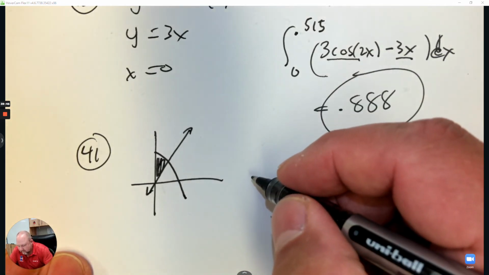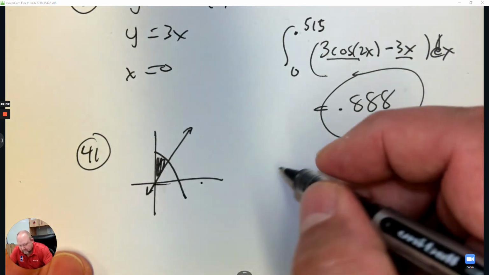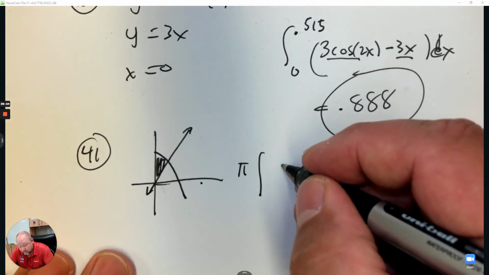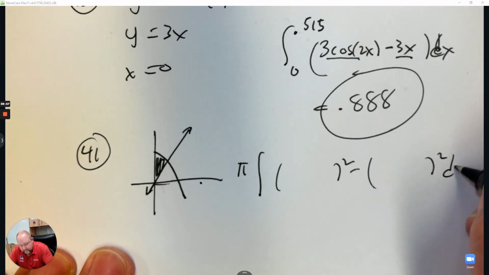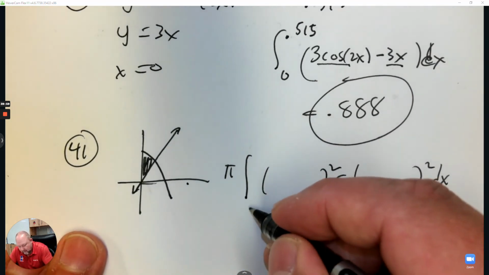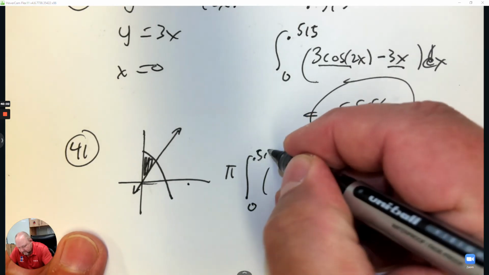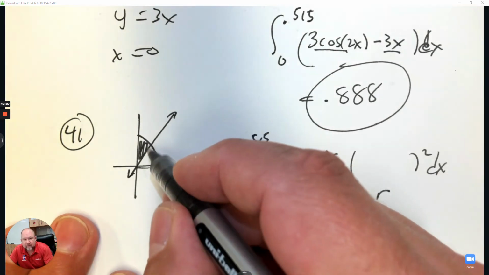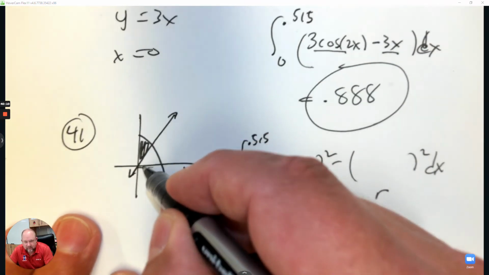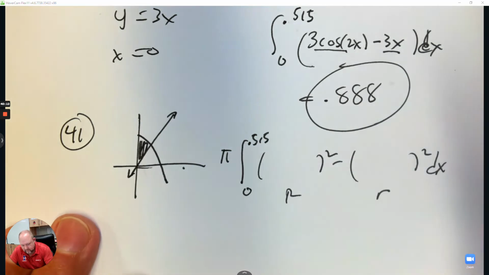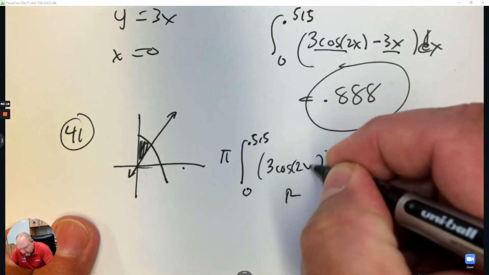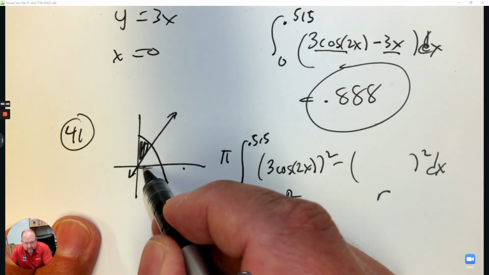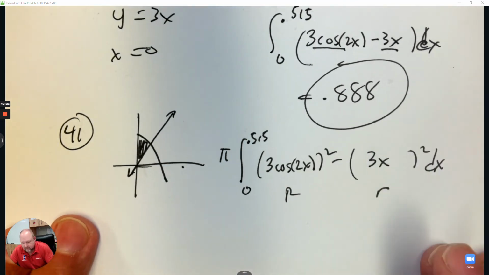In question number 41, it says revolving it about the x-axis. So there's a gap there. So how many circles do we have? Two. The big radius, the small radius, all of this is going to go 0 to 0.515. The big radius goes from the top down to 0. So it's the top curve, subtract 0, or just 3 cosine 2x. The small radius is the line, subtract 0, or just the line. And there's the setup.